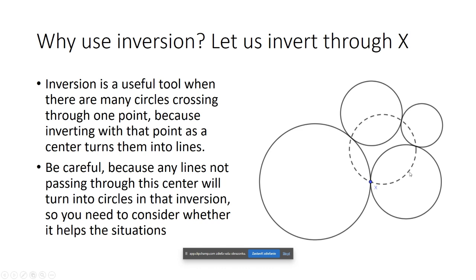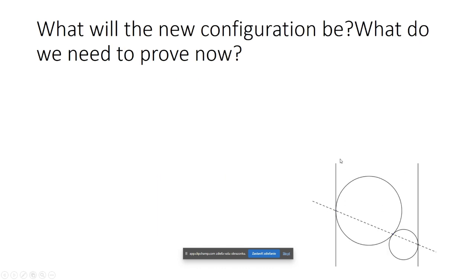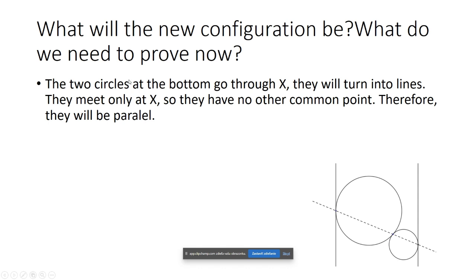Okay, and this dashed circle, which we actually want to prove is a circle, right? It should become a line. So let's see. These are the 2 bottom circles, these are the 2 top circles, and the dashed circle should become a dashed line. So what is this new problem statement? Exactly as I described, the 2 circles go through x, they will turn into lines, and they meet only at x, which will become the infinity point, so they have no other common points. Therefore, they must be parallel.